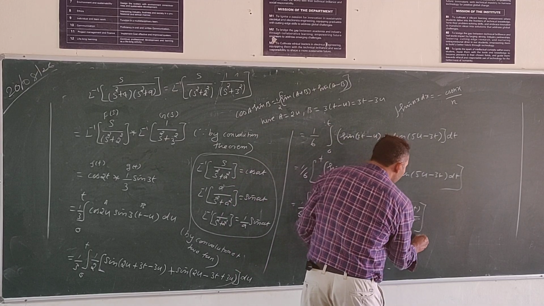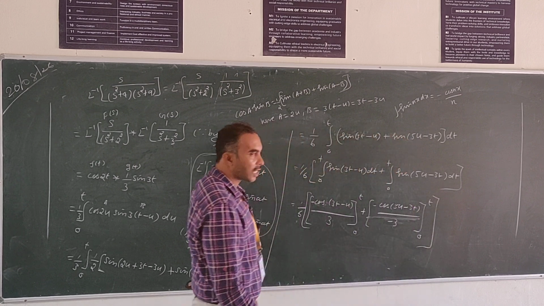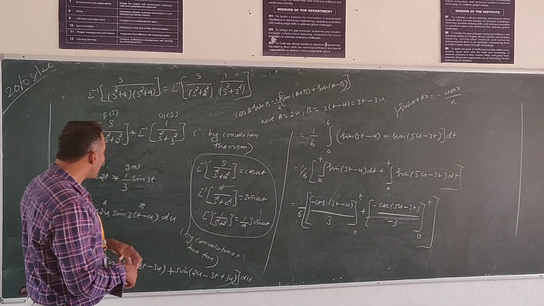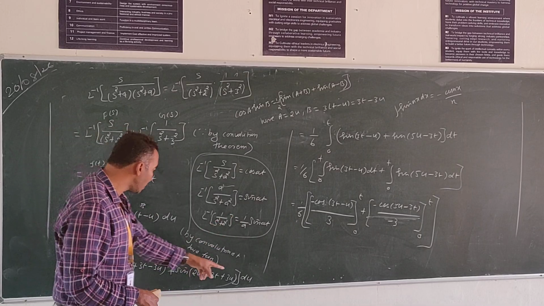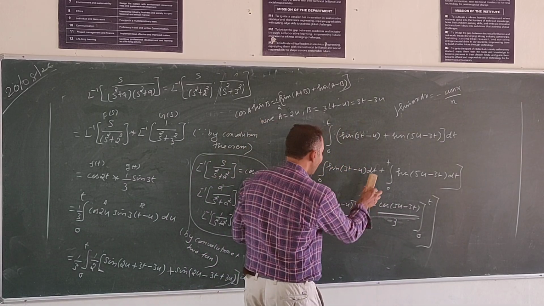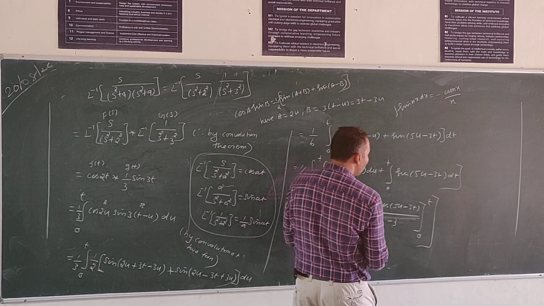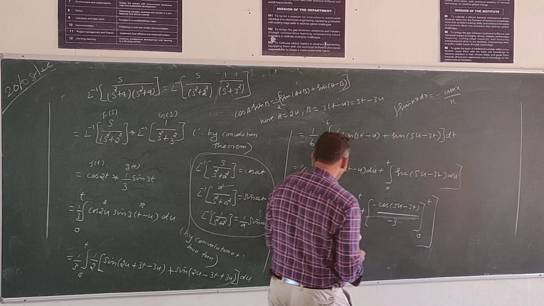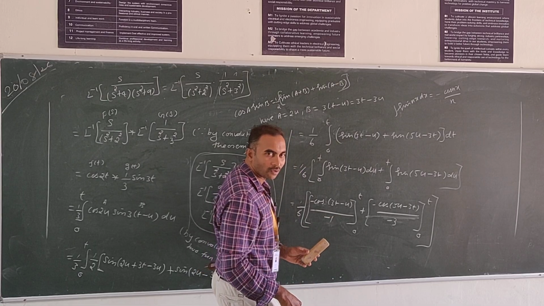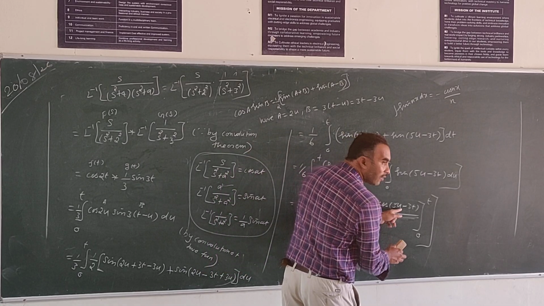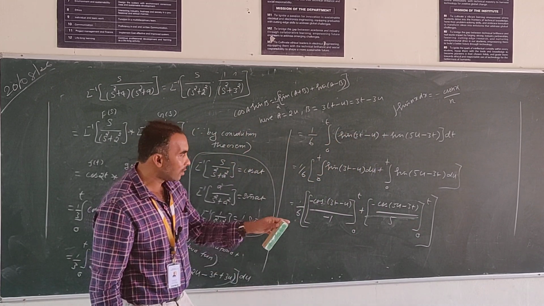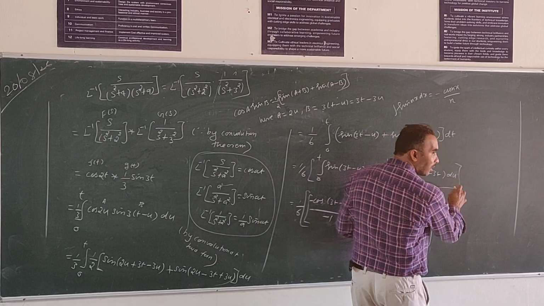Next, 0 to t. Next, the upper limit and lower limit. Where do we apply the upper limit? In the integration formula, it is u, not t. So here we write the coefficient of u: minus 1. Here we write the coefficient of u: 5. The variable here is not t but u.